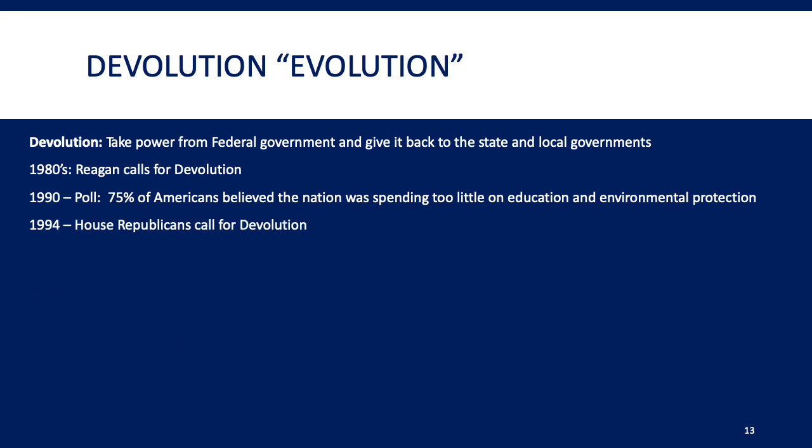Then in 1994, the House Republicans called for devolution again, the federal government giving more power to state and local governments. This was called the Contract with America, right? And this was led by Newt Gingrich. Republicans had the majority in both the House and Senate for the first time in 40 years, so they were able to do it.